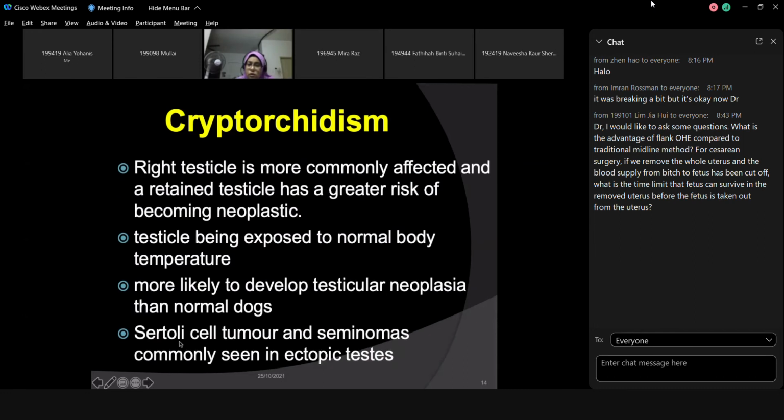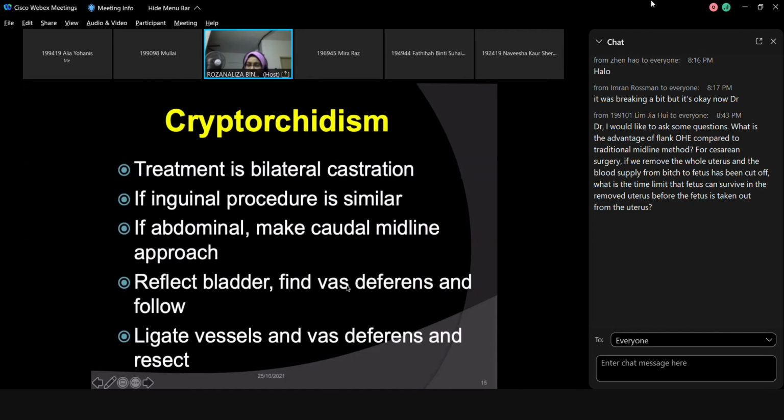So Sertoli cell tumor, seminoma. Tumors of the testicle are among the questions commonly asked during your comprehensive exam. So you need to know the names of the testicular tumors, okay? If it's bilateral cryptorchid, you need to remove both testes, okay?